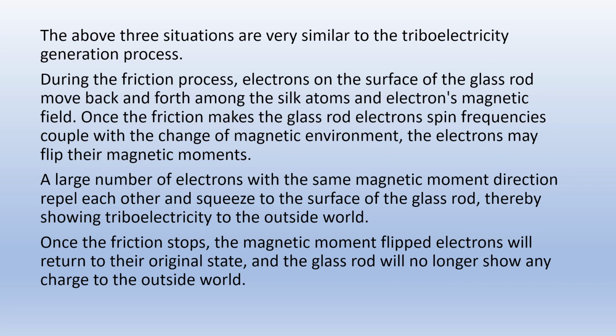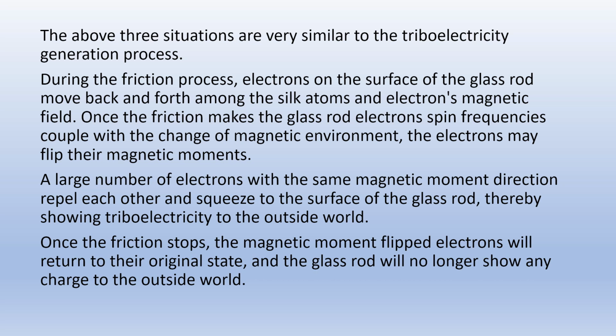The above three situations are very similar to the triboelectricity generation process. During the friction, electrons on the surface of the glass rod move back and forth among the silk atoms and electrons' magnetic field. Once the friction makes the glass rod electrons' spin frequencies couple with the change of magnetic environment, the electrons may flip their magnetic moments.